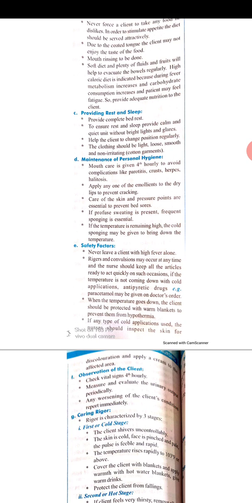When the temperature goes down, the patient should be protected with a warm blanket, given after reduction of the temperature. After rigor, the body temperature comes down, and then we give a warm blanket.